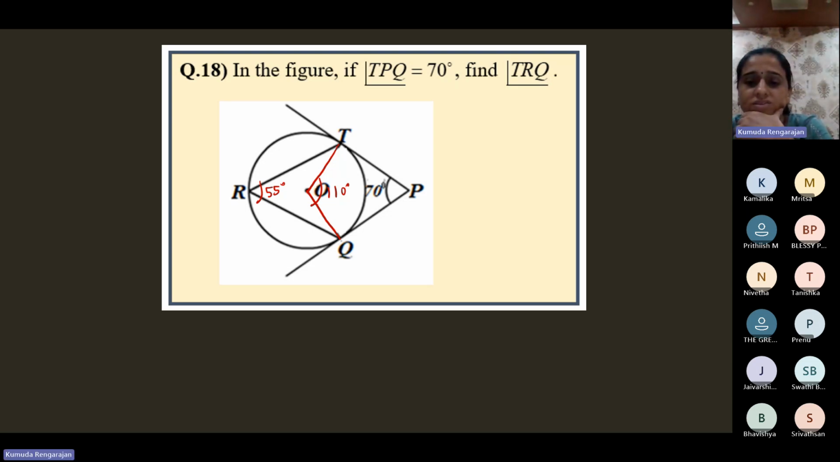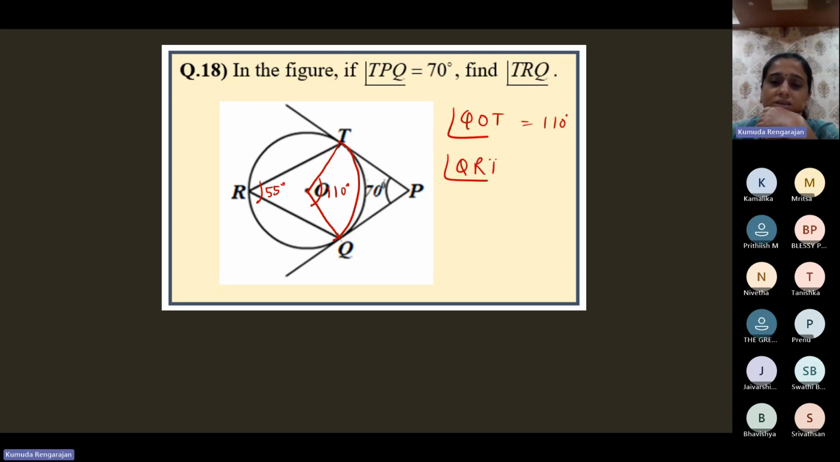First, we need to join TO and QO. Then say it's a cyclic quadrilateral. So the angle at O is 110. This arc angle QOT is 110. So angle QRT will be 55. 110 by 2 is 55, QOT, QRT.